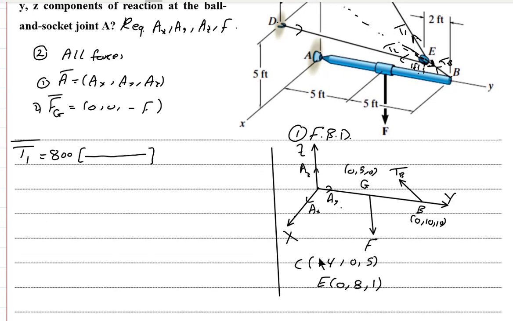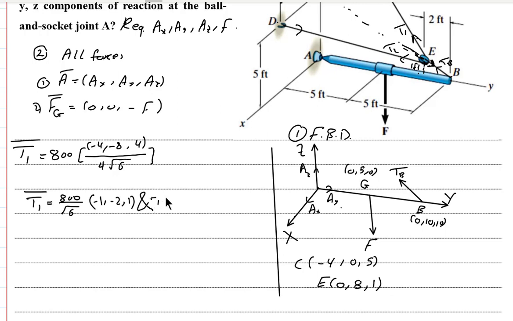So EC means C minus E, which is minus 4, and then minus 8, and then 5 minus 1, which is 4, divided by the magnitude of this vector, which is 4 root 6. So we can simplify 4 with 4 and write T1 vector is equal to 800 over root 6 multiplied by negative 1, negative 2, and 1.